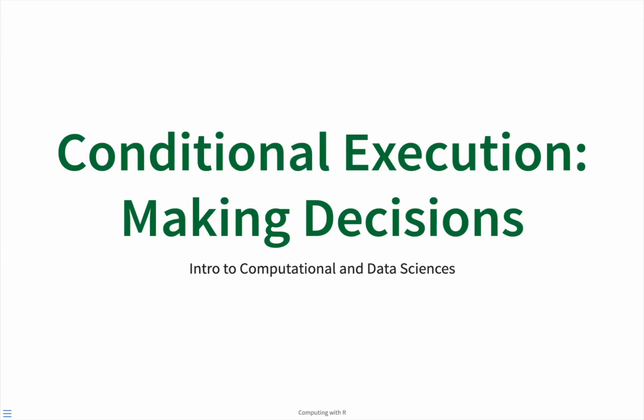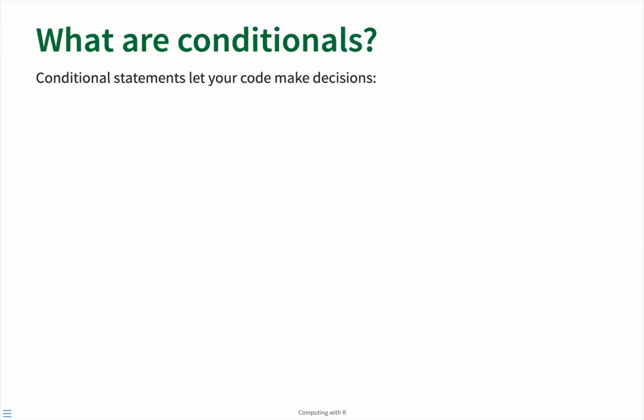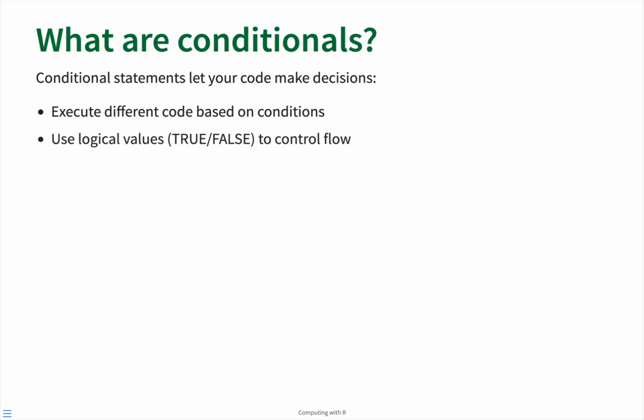In this video, we're going to talk about how we can execute different lines of code at different times in our program. The way we do this is with something called conditional statements. These allow us to execute different sections of code depending on whether a condition is true or false. That means it uses those logical values, true and false, which usually occur as a result of logical comparisons, to decide which sections of code to run.